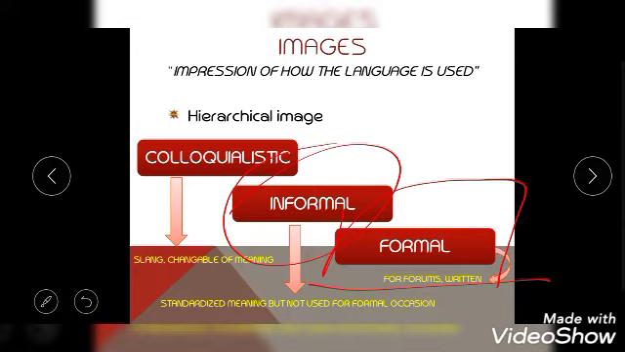Formal language can somehow be claimed as the highest level of the hierarchy of language. Formal language is used for formal forums and also in written letters. I mean, in written essays, yes, surely. And this classification of levels can be claimed as the creativity of how human beings use the language.